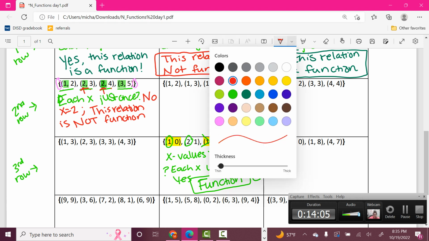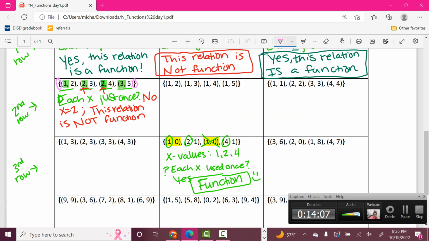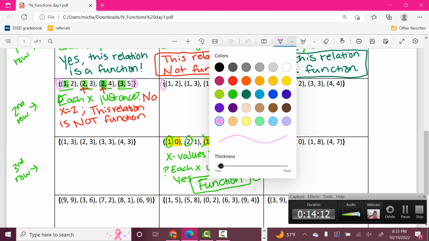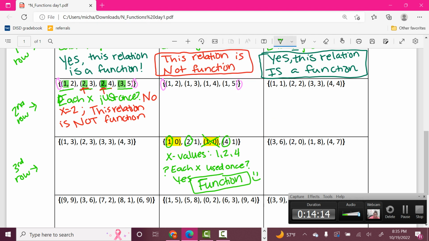Looking at the next relation, I know it's a relation because it has the set notation, and inside of the set notation is a list of ordered pairs. Those ordered pairs are 1, 2, 1, 3, 1, 4, and 1, 5. There are some repeating numbers, but none of those ordered pairs are exactly identical with both the x and the y value. So I don't cross anything out. And now I'm asking myself the question, does each x occur just once?